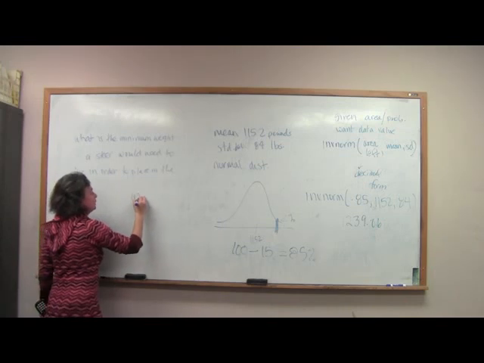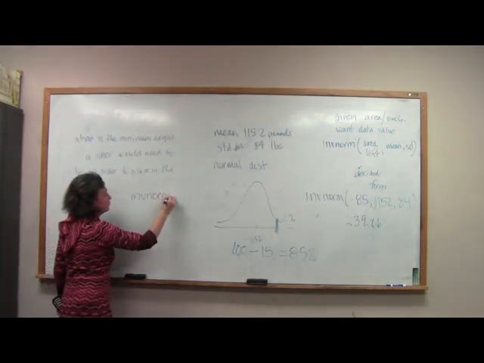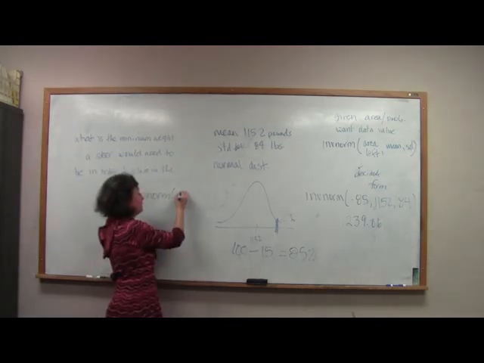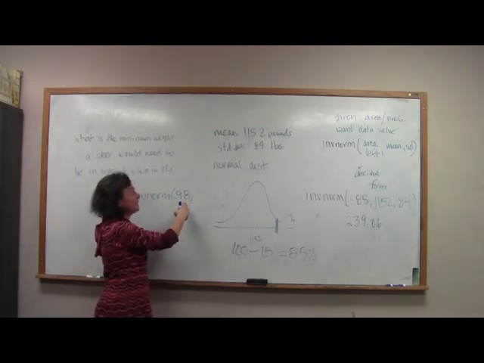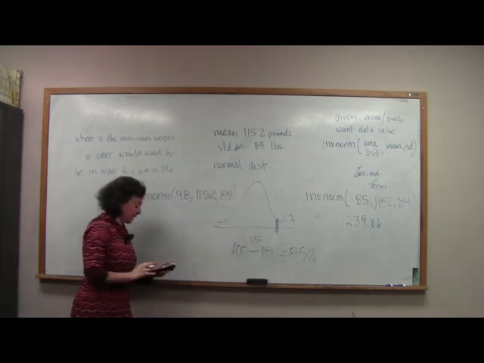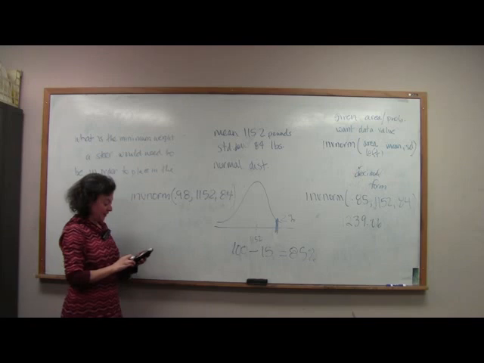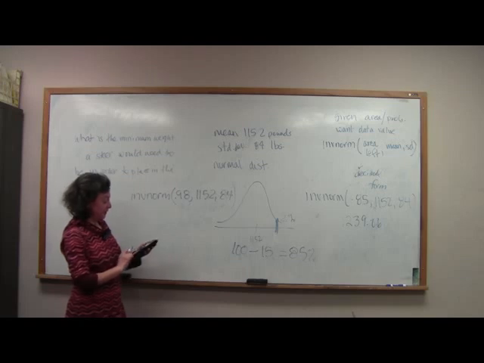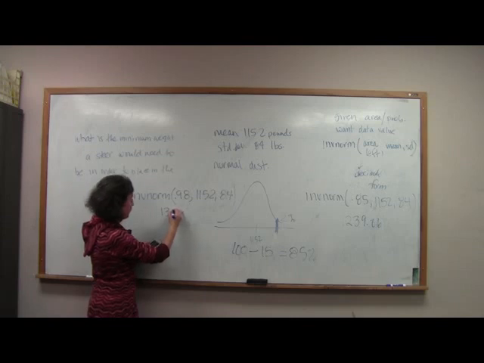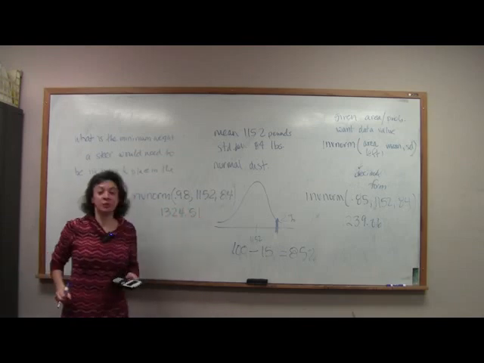Well, what we would do is we would put an inverse norm again. But now if 2% are heavier, that means he's heavier than 98% of them. And I don't mean to be sexist by calling it a him. So we'll put in 0.98, 1,152, and 84. So this fellow would have to weigh 1,324.51 pounds.